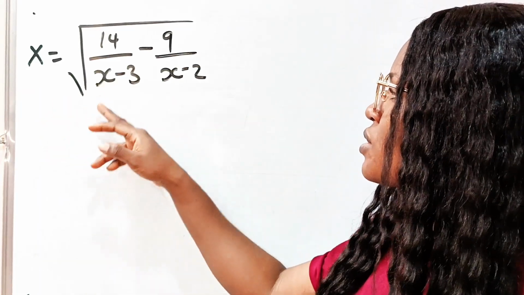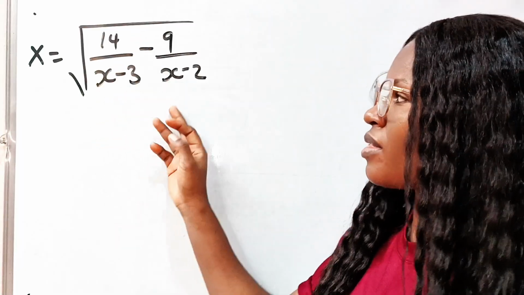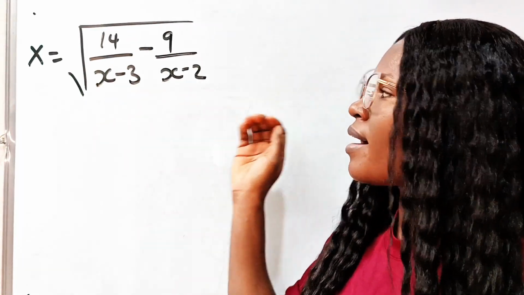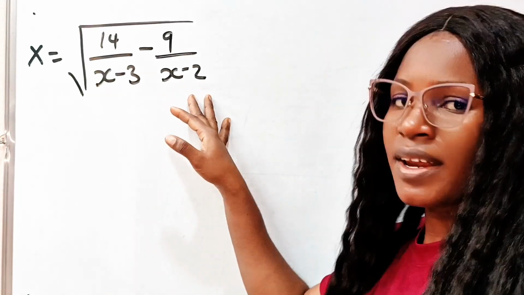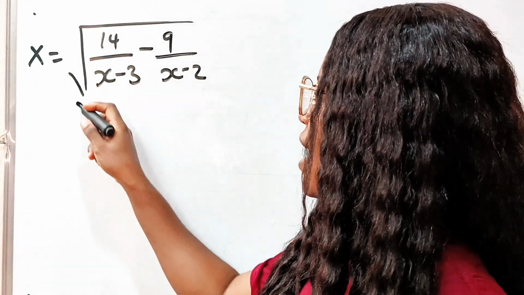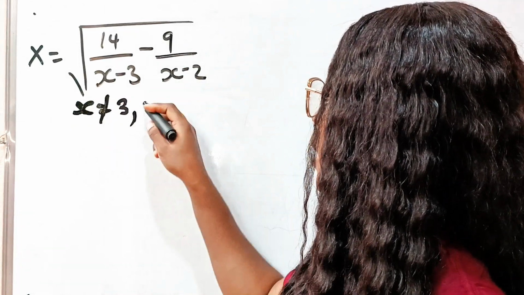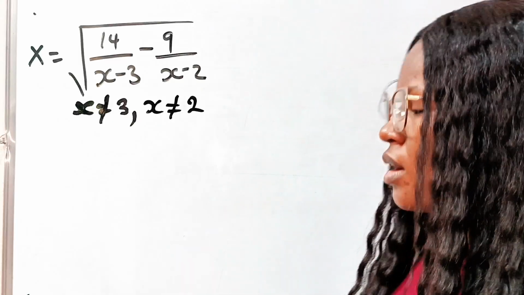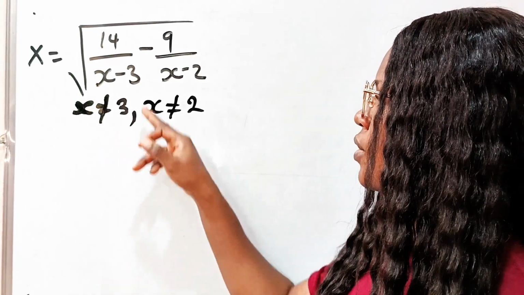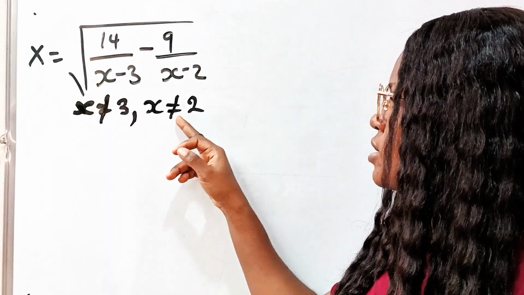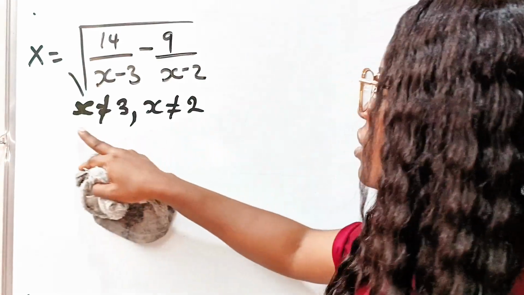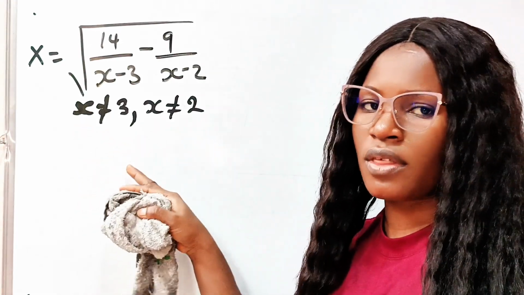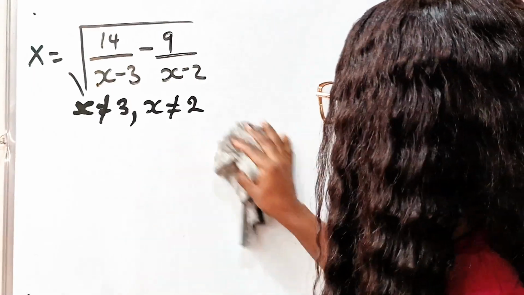If x is equal to the square root of 14 over x minus 3 minus 9 over x minus 2. Now first of all, for this to be valid, it means that x is not equal to 3 and x is not equal to 2, because when x is equal to 3, this becomes undefined, and when x is equal to 2, this becomes undefined. Therefore, we are going to solve this with the condition that x is not equal to 3 and x is not equal to 2.